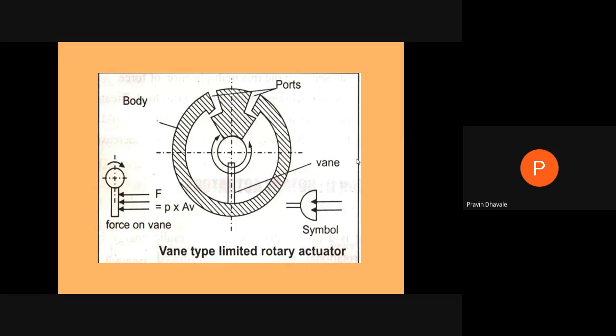This is a limited type rotary actuator. In a limited type rotary actuator, we are converting the hydraulic energy into rotary energy, but only partially. It may be 60 degrees, 120, 180 degrees, not totally through 360 degrees. This is a single vane limited type rotary actuator. This will be the stopper, and this vane will be moved up to this end or up to this end, right?